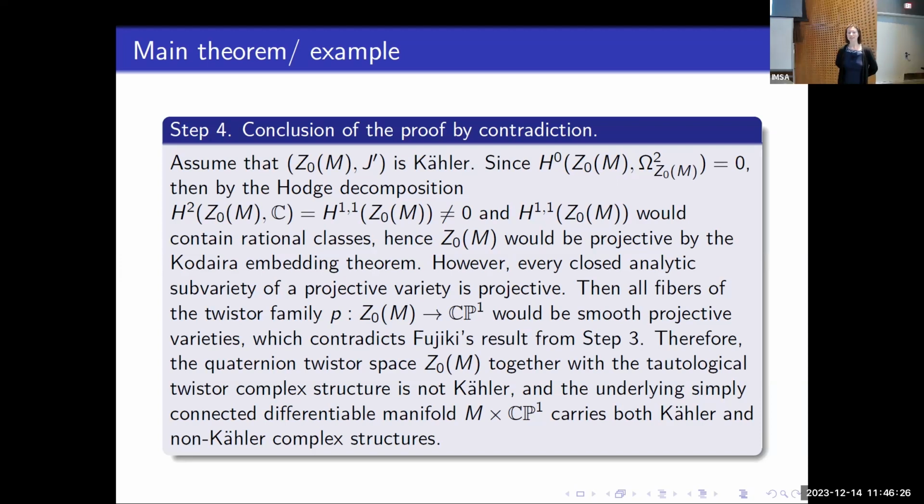And so on the differentiable manifold, which is the product of a compact hyperkähler manifold together with CP1, we produce a Kähler complex structure, which is the product complex structure. And then we also produce a non-Kähler complex structure, which is the Twistor complex structure. And this answers an old question of Sir Michael Atiyah in every possible complex dimension.